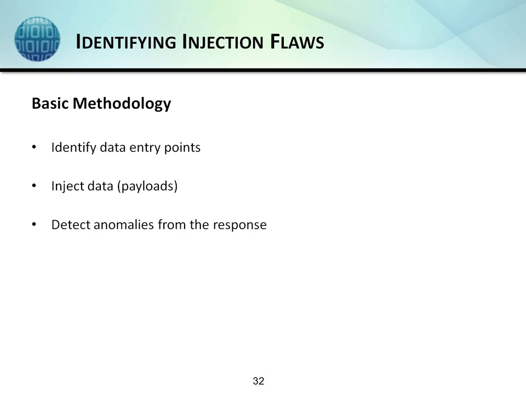All right, so we've talked about some of the root causes of injection flaws. We walked through exploiting it in detail. So how do we go about identifying some of these injection flaws? The first step is you need to identify all your entry points. Then, depending on the type of injection flaw you're going after, you inject different types of payloads. And then the most important part is analyzing the response and looking for anomalies, which will tell you whether your injection attack has been successful or not.